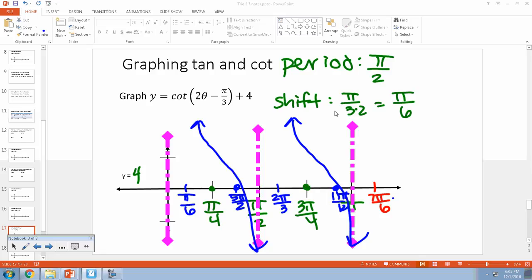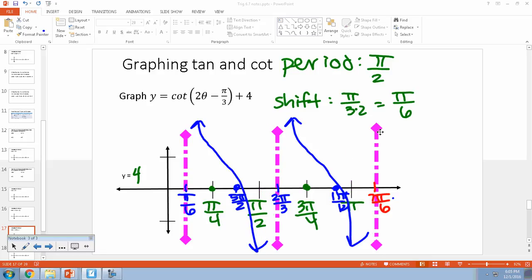And then I figured out my shift. My shift is pi over 6 to the right, so that is the values that I have added in here. So these asymptotes move pi over 6 to the right of the value that you found. And then my x-intercepts also moved pi over 6 to the right. Since this is cotangent, it starts at the top and works its way down. So there's the sketch of that. I've also labeled my midline right here to be y equals 4.